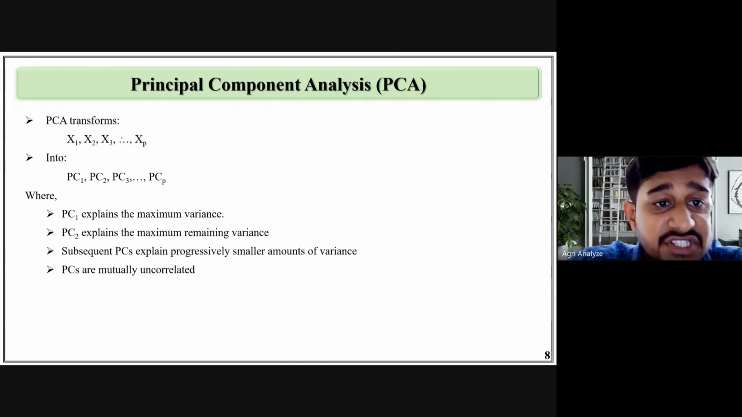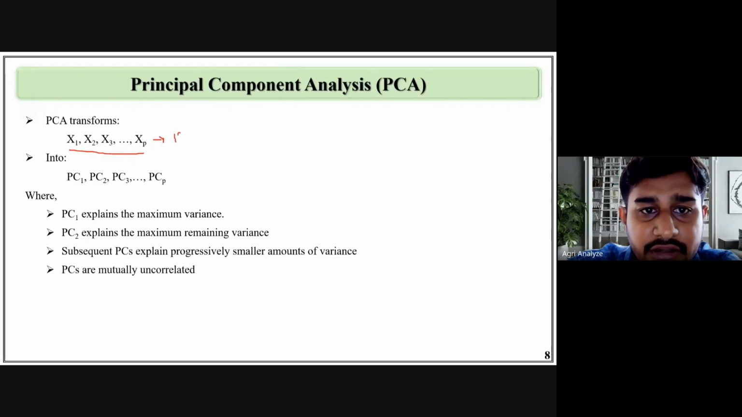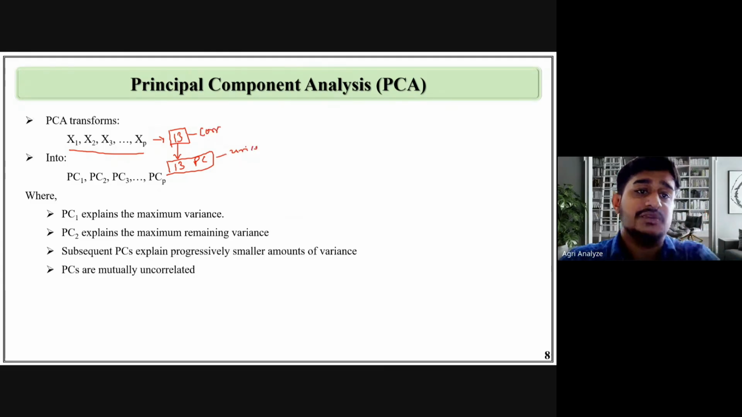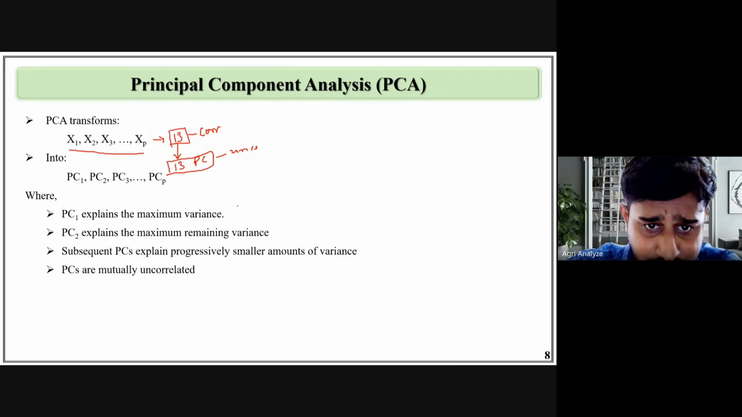So PCA transforms our X variables. Here X means, if we have 13 variables, PCA transforms them into 13 PCs, principal components. Here I say that the original variables are correlated with each other and the PCs are uncorrelated with each other. So PCA transforms the original variables into 13 PCs. Some characteristics of PCs are there.